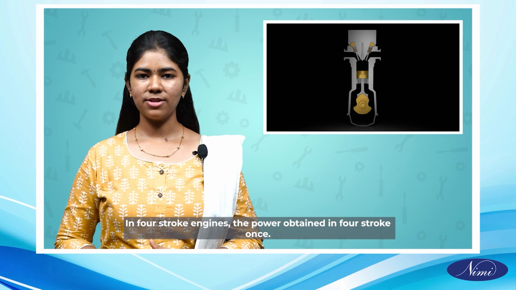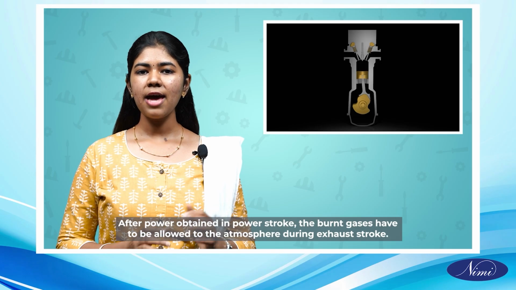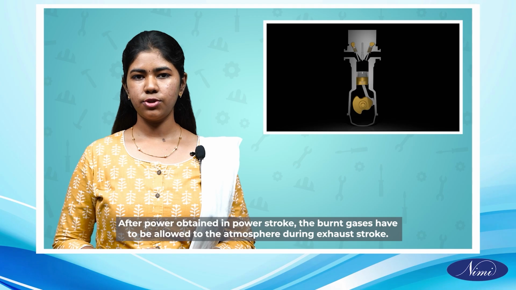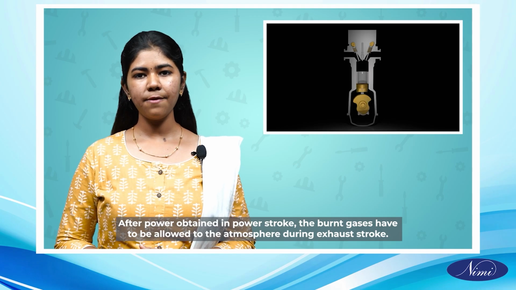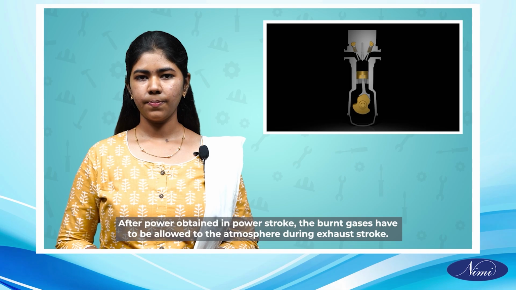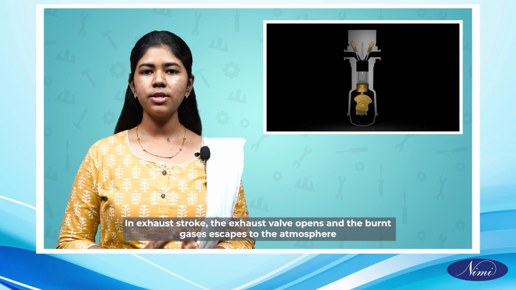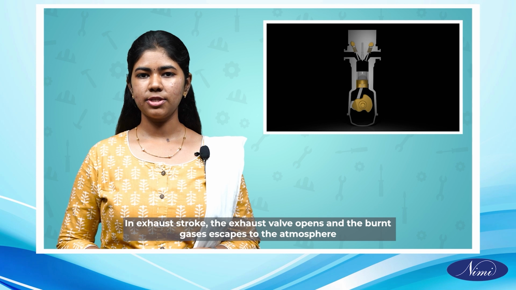In four-stroke engines, the power is obtained in four strokes. After power is obtained in the power stroke, the burnt gases have to be allowed to escape to the atmosphere during the exhaust stroke. In the exhaust stroke, the exhaust valve opens and the burnt gases escape to the atmosphere.